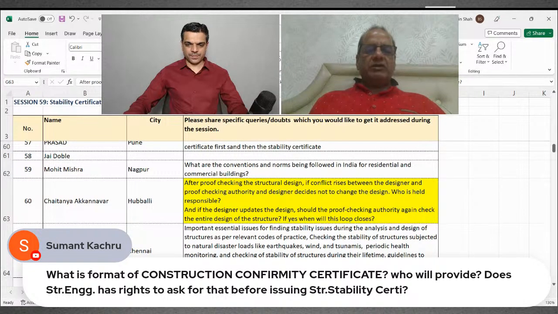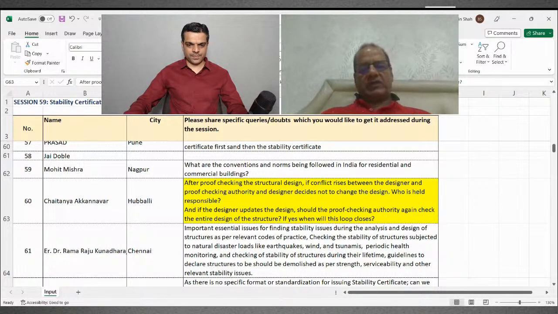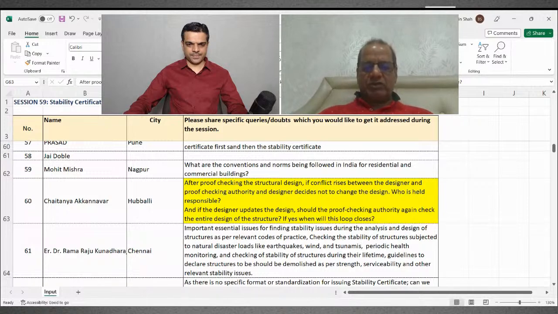There is an independent structural stability certificate which should be taken from the principal design consultant and the proof consultant. It should not be that a proof consultant will endorse the structural stability certificate issued by the principal designer. No, they both should issue separately. And if there is anything conflicting, the proof consultant can surely mention that, or maybe they can refuse to issue the stability certificate.